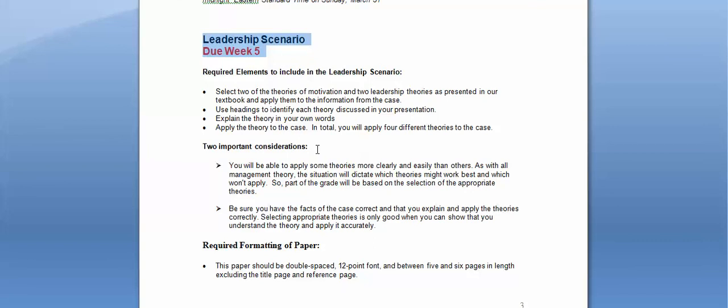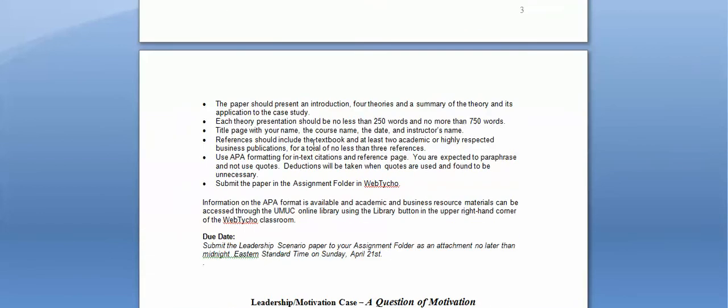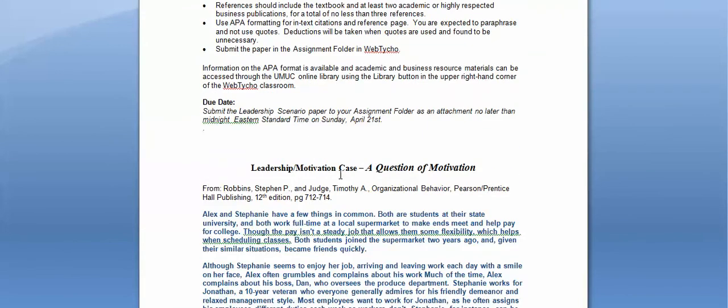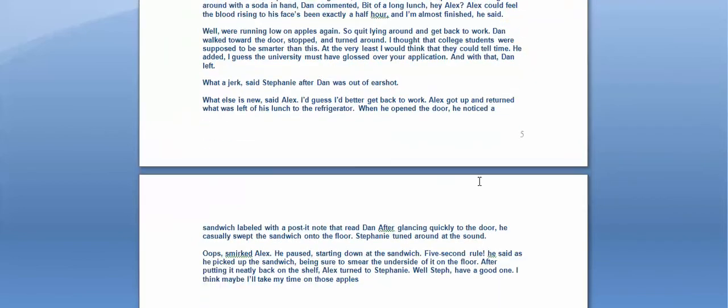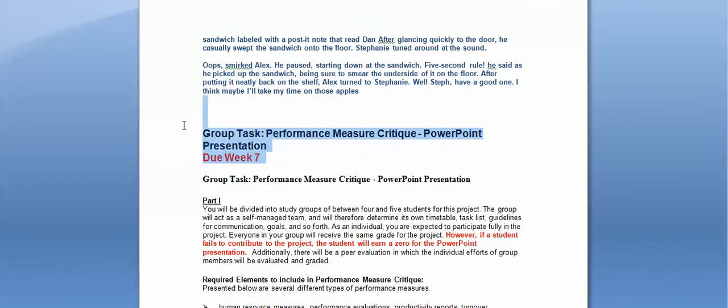It's important that you now take some time in this week to read the leadership motivation case. It's right here in your syllabus. So for this week, I'd say go ahead and read the leadership motivation case. That's what you want to do individually. It'll be due in week 5. And then make sure that you understand and have reviewed everything you need for the group task.